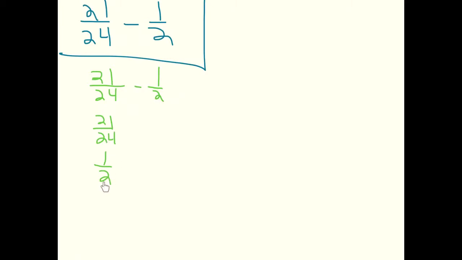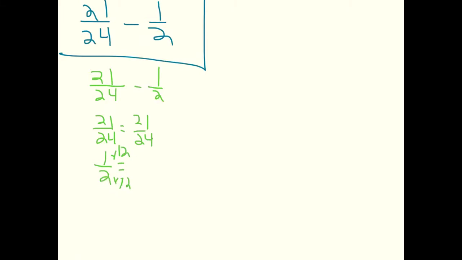So obviously 2 can go into 24, so you could just keep 21 and 24. So technically that would just equal 21 and 24. So then, what times 2 equals 24? Well, 2 times 12. And whatever you do to the denominator, you have to do to the numerator. So if I do 2 times 12, I have to do times 12 up here.